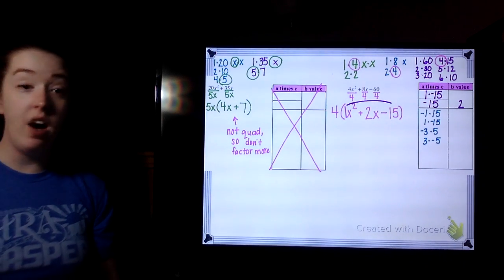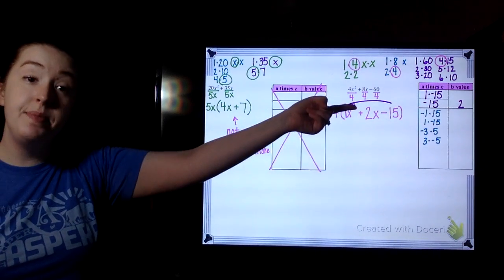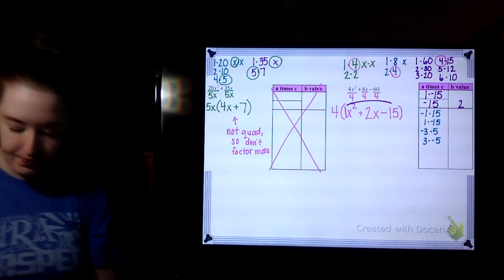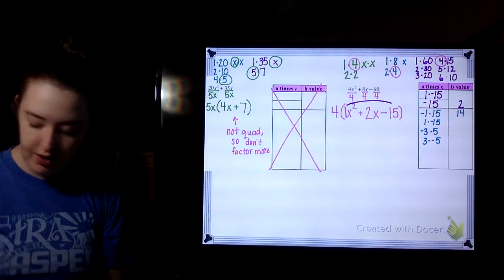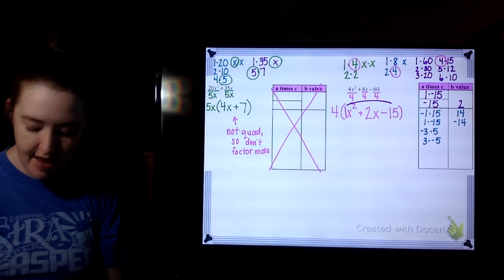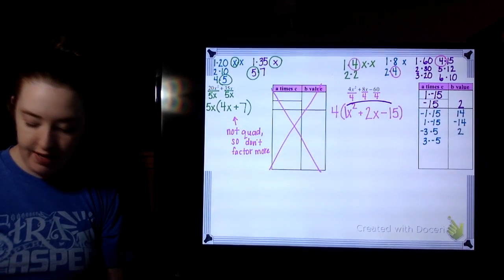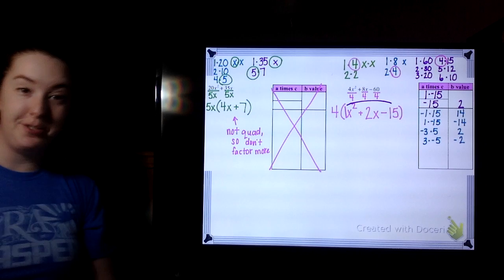And then we would take all of our numbers in the left column and add them together in our right column. So negative 1 plus 15 is 14. 1 plus negative 15 is negative 14. Negative 3 plus 5 is 2. 3 plus negative 5 is negative 2.